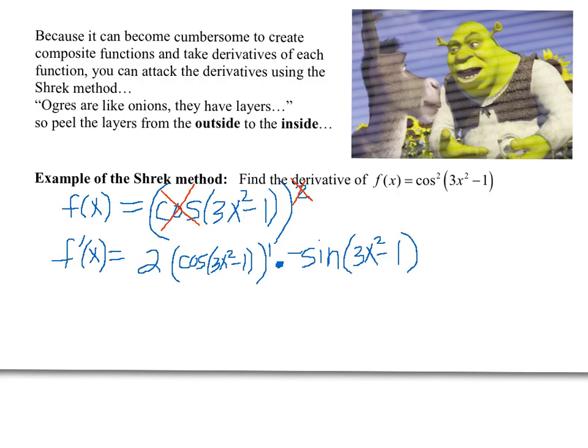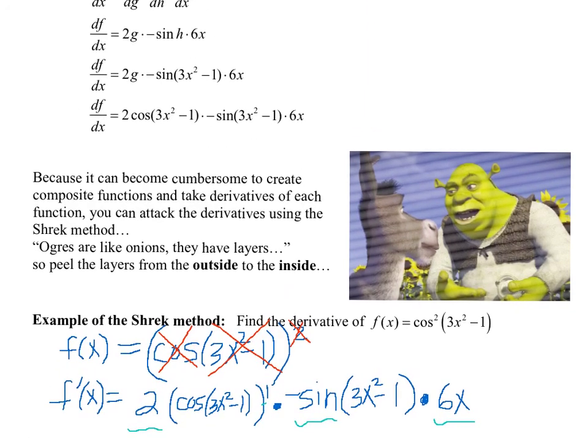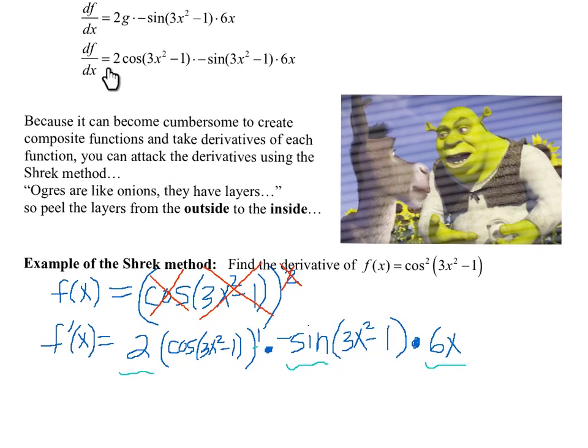And we've got one more thing left, and that is the 3x squared minus 1. So if we take the derivative of that last piece, we're going to have a 6x. And we are done with that piece. All right, so if you take a look at this, we've got outer layer, middle layer, inner layer. And if you take a look at what we came up with up here, we had 2 cosine of 3x squared minus 1 times the opposite sine of 3x squared minus 1 times 6x, and that's exactly what we got here.